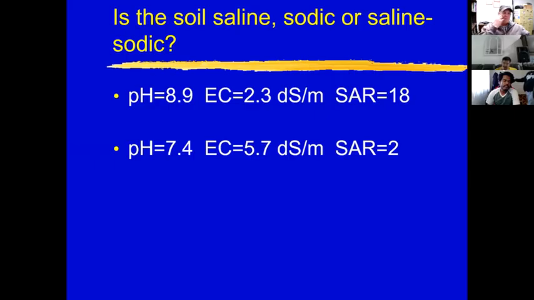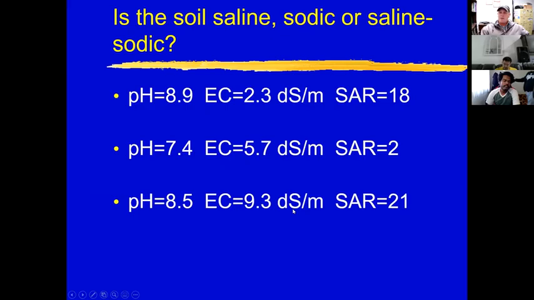It might be saline, but is it saline sodic or? Well, to be sodic, we've got to have something greater than 13 right here, right? Yeah, so it can't be sodic. Our EC is high, right? It's over 4. So this is a plain old saline soil. Okay.